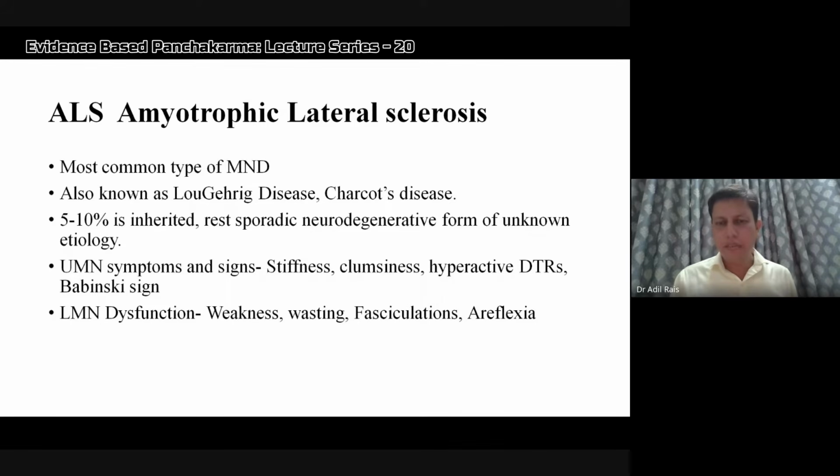So clumsiness and stiffness is due to spasticity. Then hyperactive deep tendon reflexes are there, and Babinski sign is present. In the LMN dysfunction, weakness and wasting are present, plus abnormal twitching of muscles, which are known as fasciculations, and the reflexes are silent or absent.